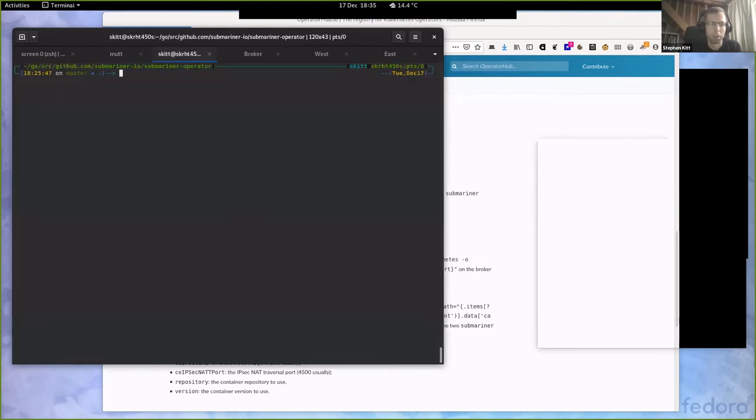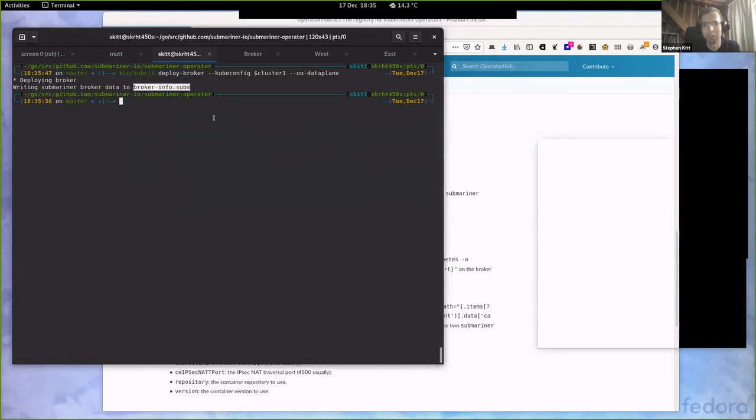So the first step is to deploy the broker on cluster 1. And so that's it. That was nice and easy. That just sets up a number of CRDs on the broker, and it stores some information in a file called brokerinfo.subm.